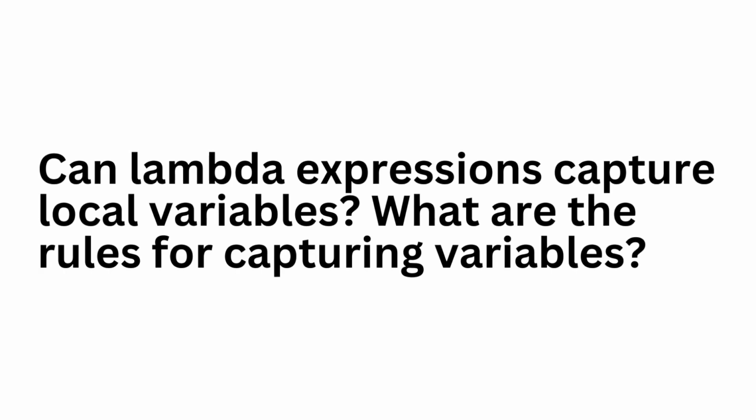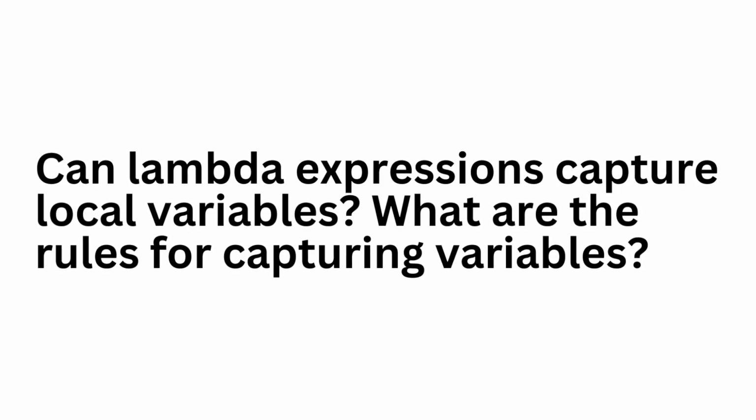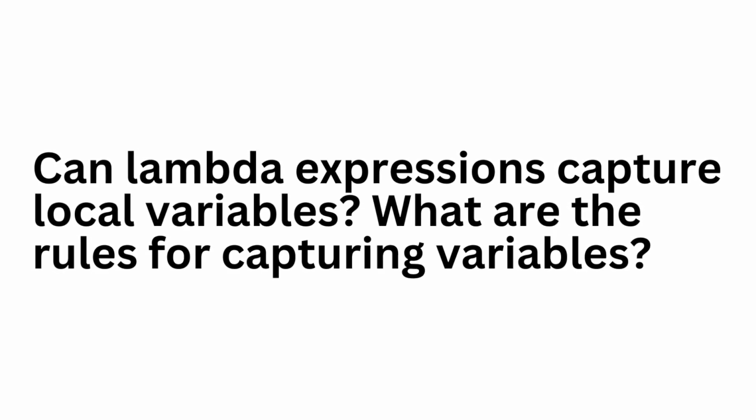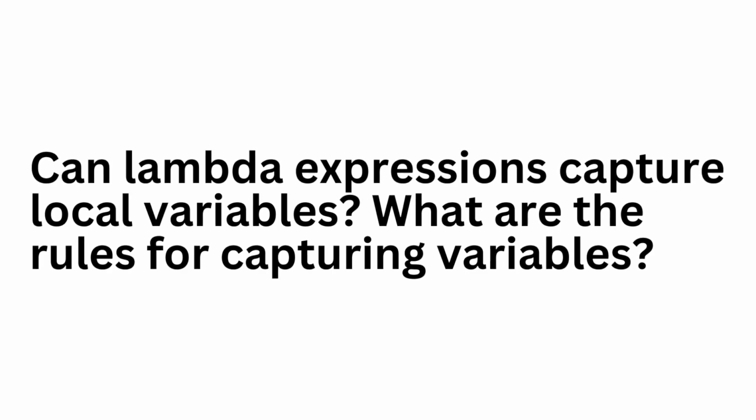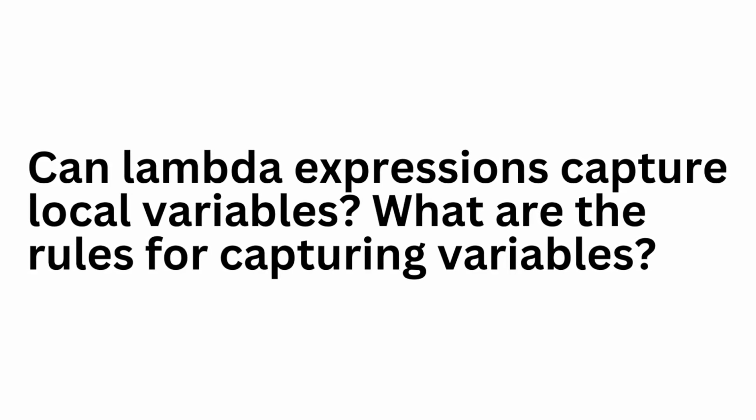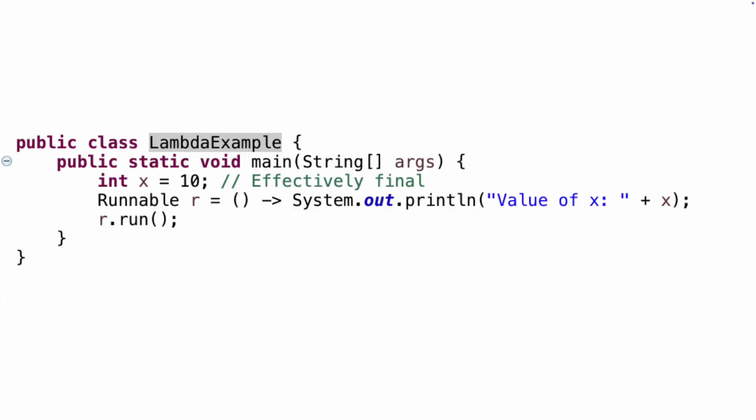What are the rules for capturing local variables? So the answer is yes, they can handle or capture local variables. Let's say that in this example, if you have int x equals 10, so this is effectively final, right? So if you use Runnable r equals, and then you try to print out the value of x, yeah, it is going to work. So it will print out 10.